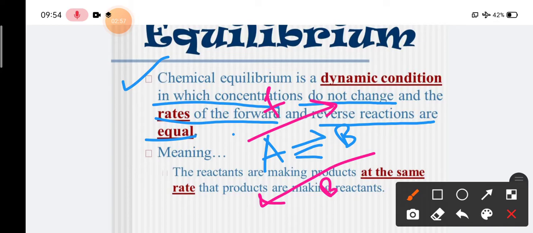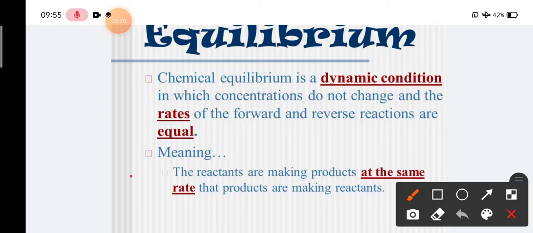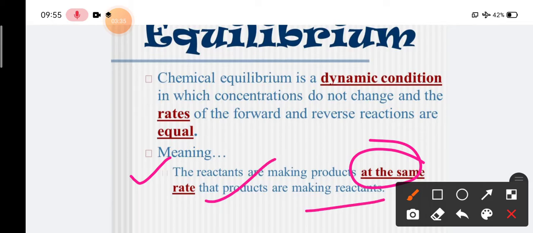As the rate of the forward reaction and the backward reaction is the same at that condition, the concentration of reactants and products does not change. So basically in chemical equilibrium, the forward and backward reactions are at the same speed, and because of their same speed, the reactant and product concentrations don't change. This is called chemical equilibrium. It is a dynamic condition: reactants are making products while at the same time products are making reactants. That point is called equilibrium.